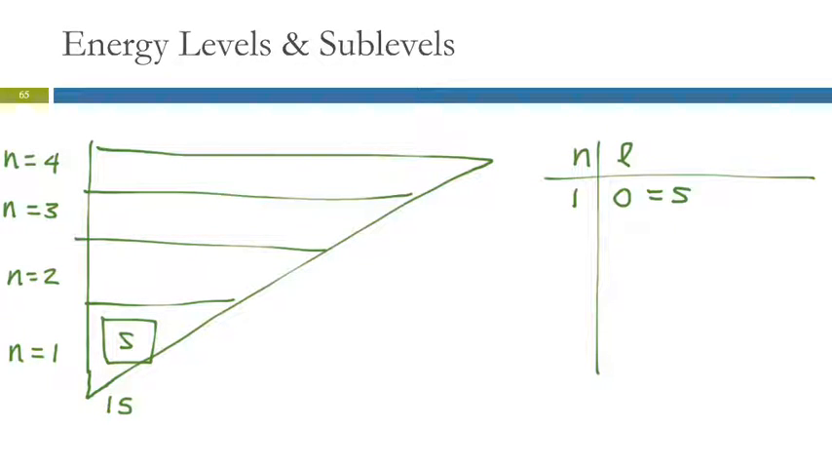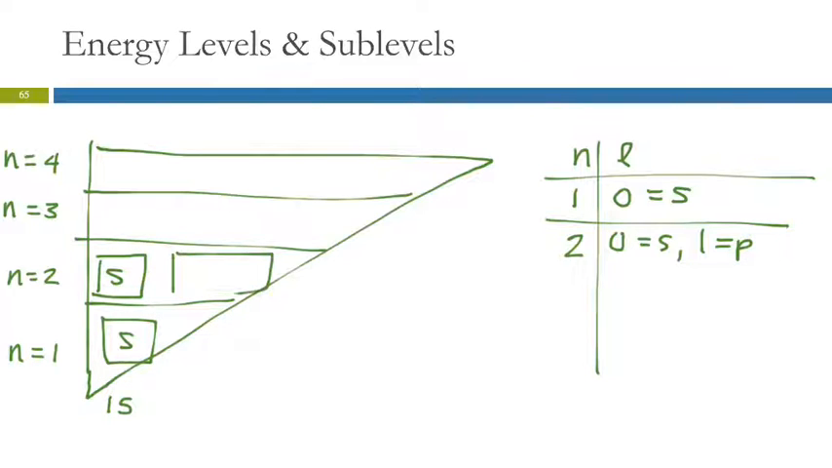On the second floor, so principal energy level 2, what are the possibilities for L? It starts at 0 and goes up to 1 less than n. 0 and 1. So we could have 0, that's S, or we could have 1, that's P. So on the second, we've got two different shells, or sublevels. We've got the S and we've got the P.